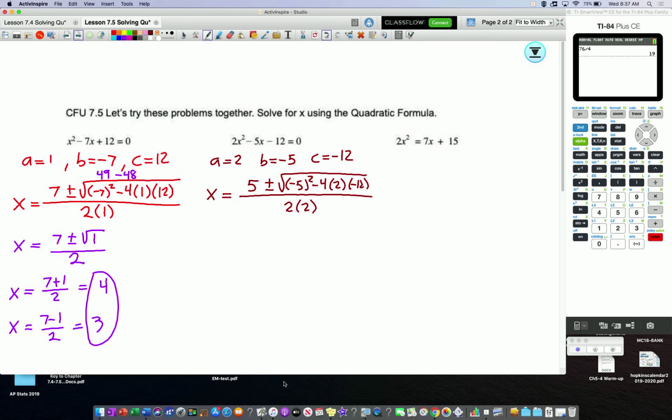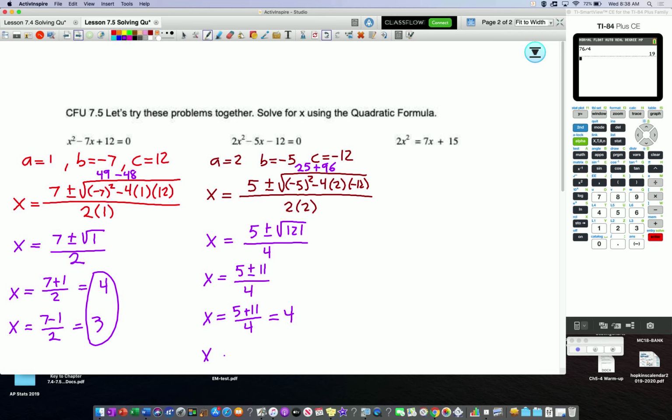All right, now let's keep on simplifying. So you have x equals 5 plus or minus, let's see here, 25. Negative 4 times 2 times negative 12 is positive 96. So I get the square root of 121 over 4. Now as I simplify that, I get 5 and the square root of 121 is 11. So I get x equals 5 plus 11 divided by 4, which is 4.